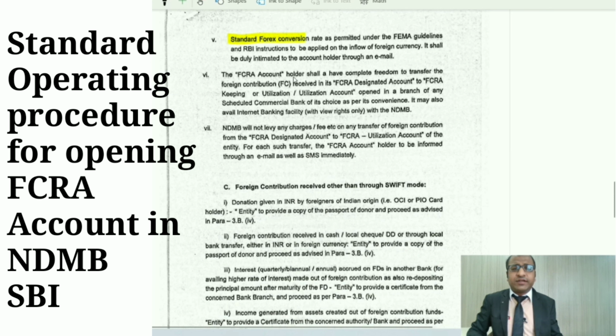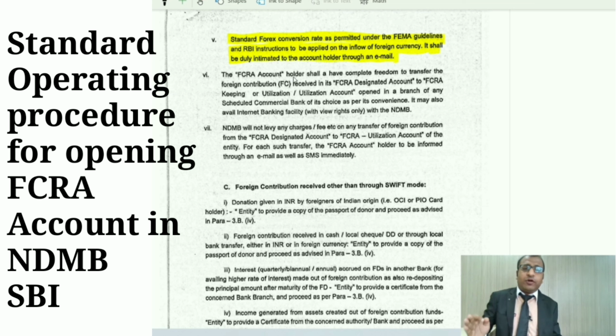A standard forex conversion rate as permitted under the FEMA guidelines and as instructed by the RBI shall be applied on each inflow of foreign currency. And the best part is that it shall be duly intimated to the account holder through an email what forex rate was applied.